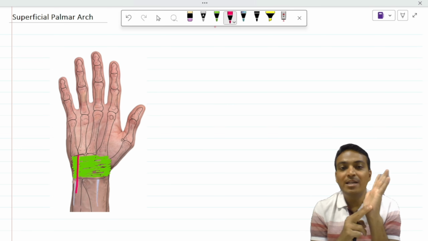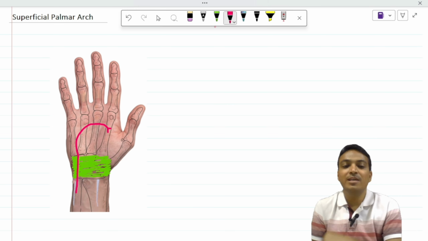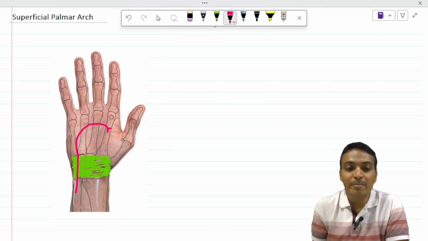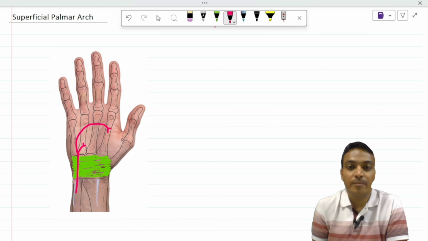Just deep to that, the ulnar artery divides into two branches, one superficial branch and one deep branch. The superficial branch is a direct continuation of the ulnar artery, and it is the main artery to form the superficial palmar arch, while the deep branch passes deeply and forms the deep palmar arch along with the radial artery, which we are going to discuss later on.